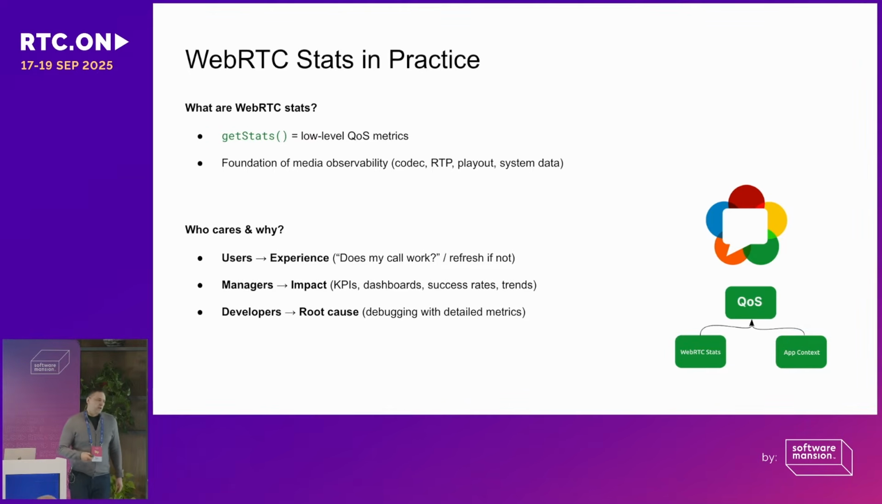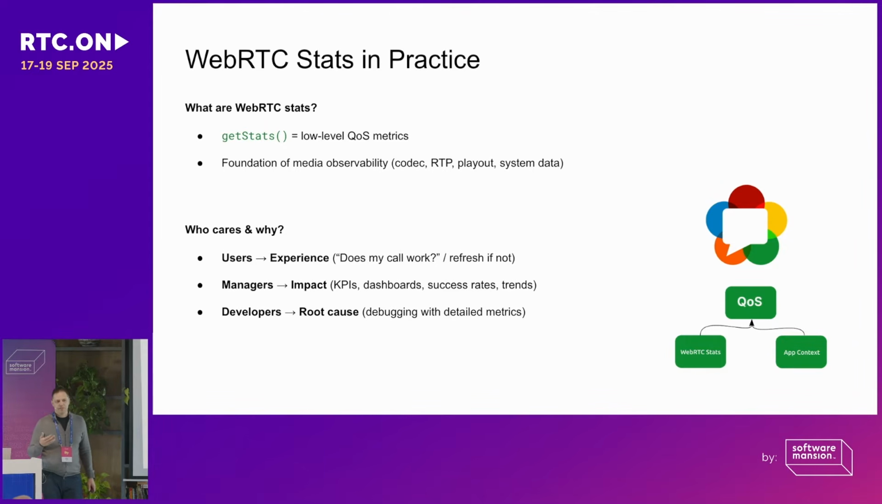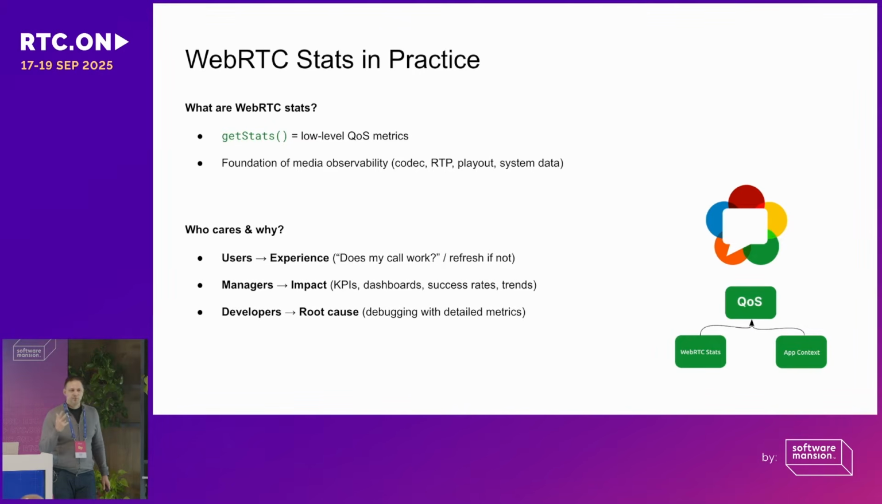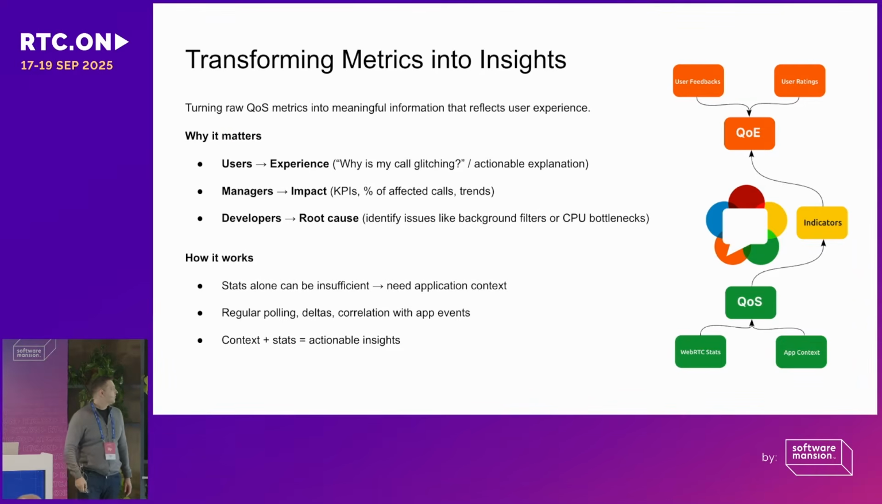And here we have quality of service metrics, which might help in order to analyze and satisfy these three different expectations. Users care about experience, managers care about impact, and developers care about finding the root cause. And by having quality of service metrics, one of the main goals is to approximate the quality of experience. The quality of experience reflects the user perception during a call.